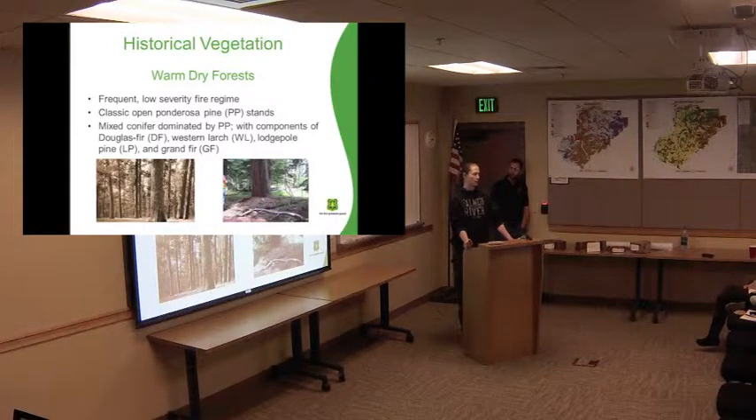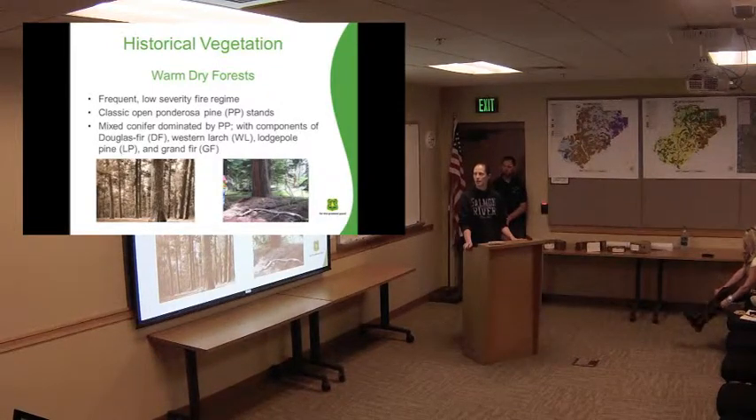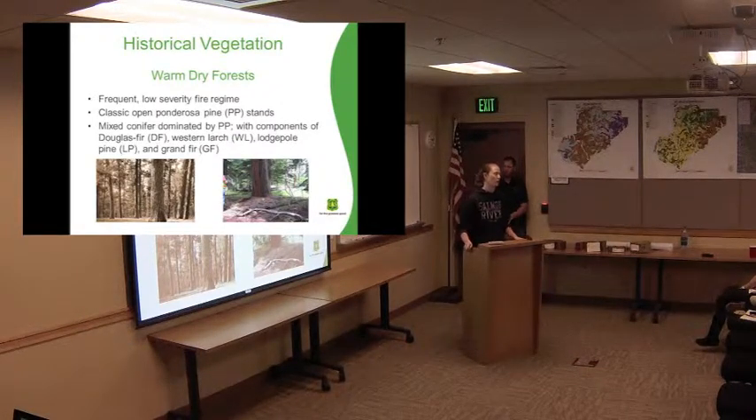So the last topic would be the historical vegetation, and this is just based on myself and other people out there looking at the stand structure and what the forest itself is telling us the historical composition was out there. Basically, we've already covered there were frequent low severity fire regimes. There's several different types of forests that I found. You've got your classic open ponderosa pine stands. You've got your mixed conifer stands that were warm and dry based on our classifications, that were dominated by ponderosa pine, but then also had components of Douglas fir and western larch and grand fir and lodgepole pine.